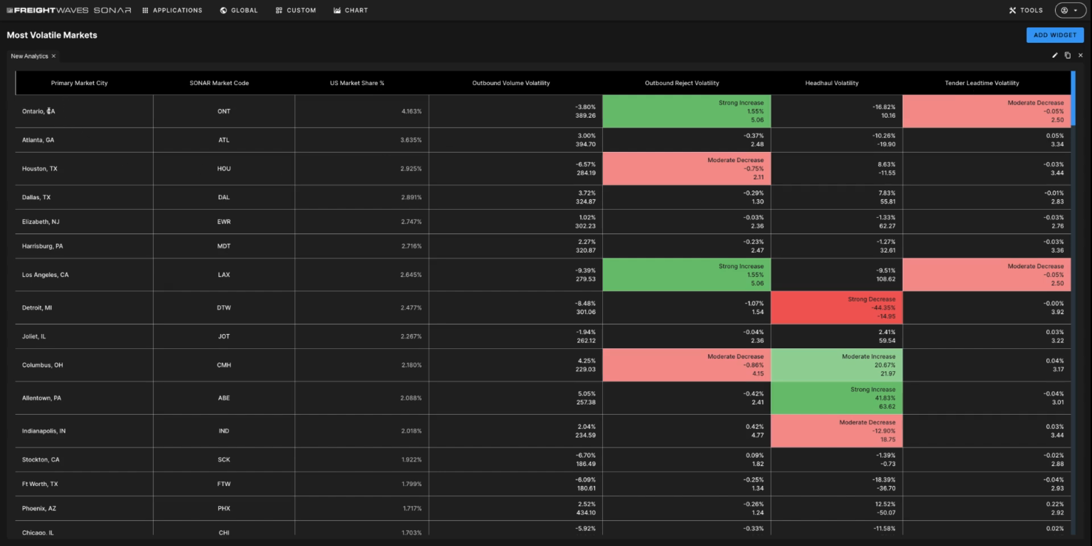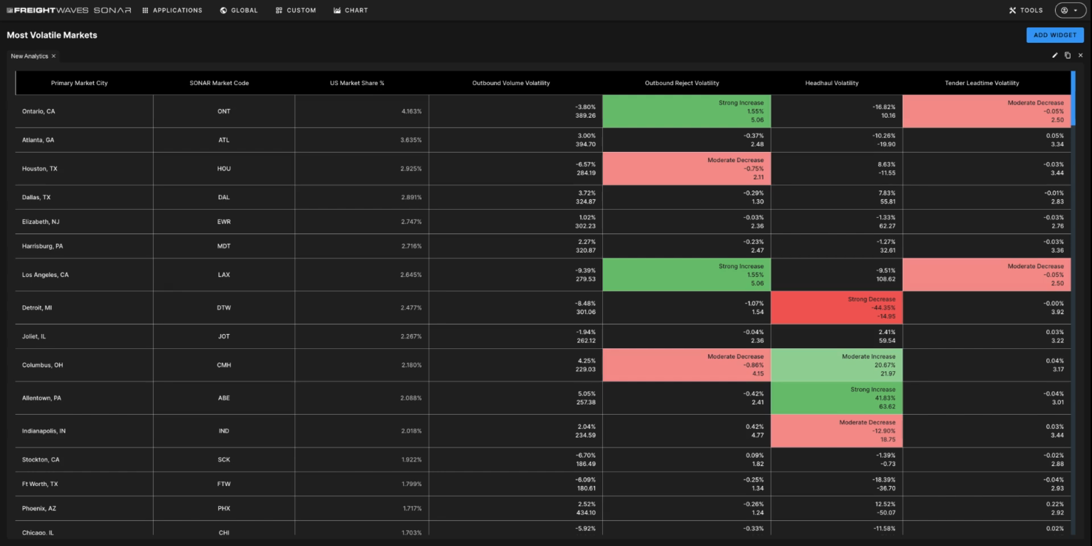So starting on the left side, you'll see the name of the city and the market. You'll see the market code. So this is what you would use if you were searching on a chart. And then you'll see the US market share. So the US market share is a percentage, and it is going to give you how much freight is coming out of that specific market in reference to the rest of the country. So currently Ontario is at about 4%. Atlanta is at about 3.5%. So you can think of those markets as having a larger market share than the rest of the country.